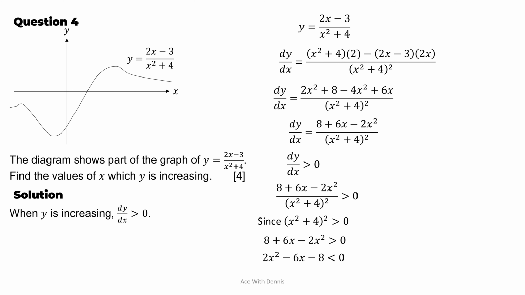We solve this quadratic inequality by rearranging it to be 2x squared minus 6x minus 8 less than 0. Divide both sides by 2, we get x squared minus 3x minus 4 less than 0. We factorize it, we get (x plus 1)(x minus 4) less than 0. From here, we can sketch the graph. So here is negative 1, here is 4. It is a smiley face. It must be less than 0, so we want everything below the axis. Therefore, the range of x is negative 1 less than x less than 4.